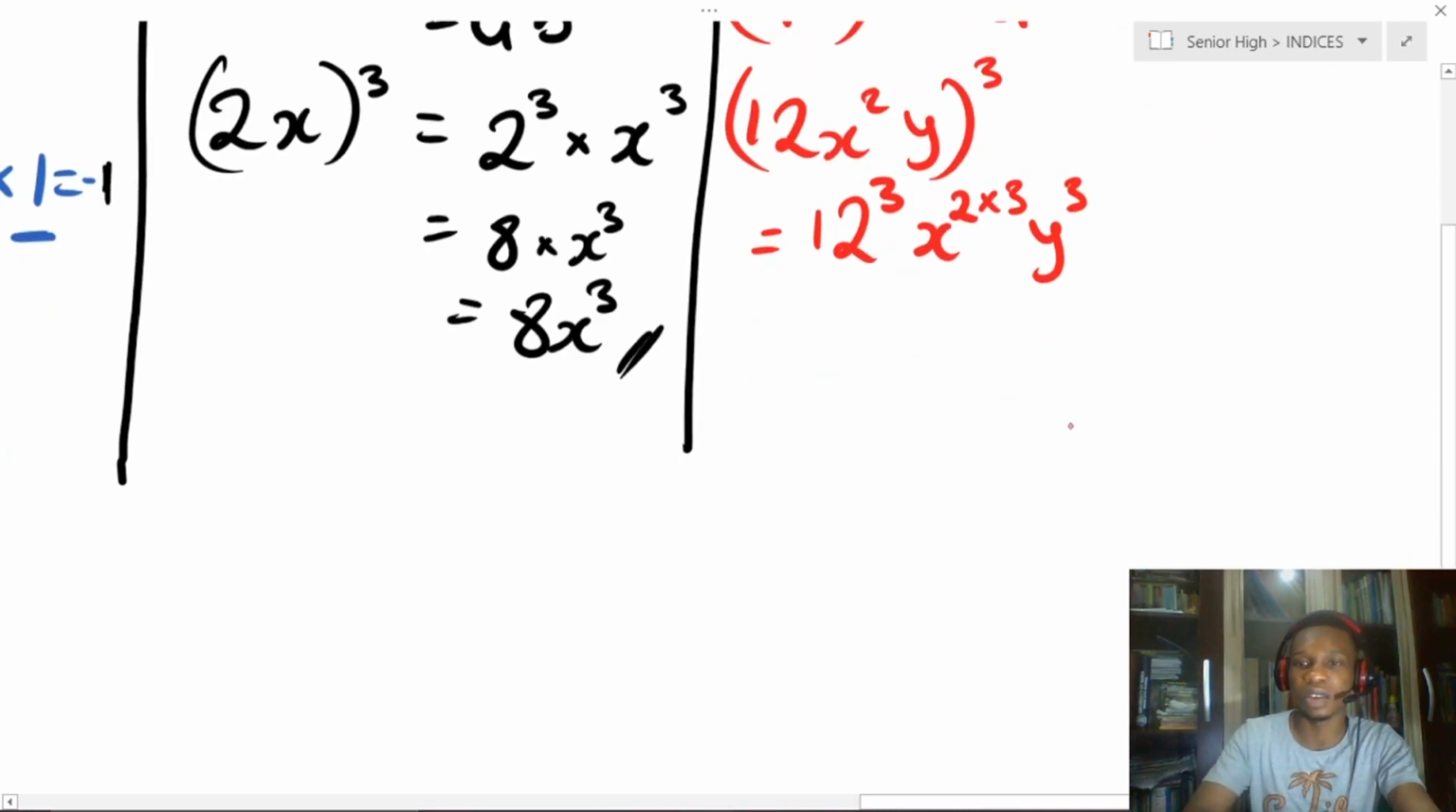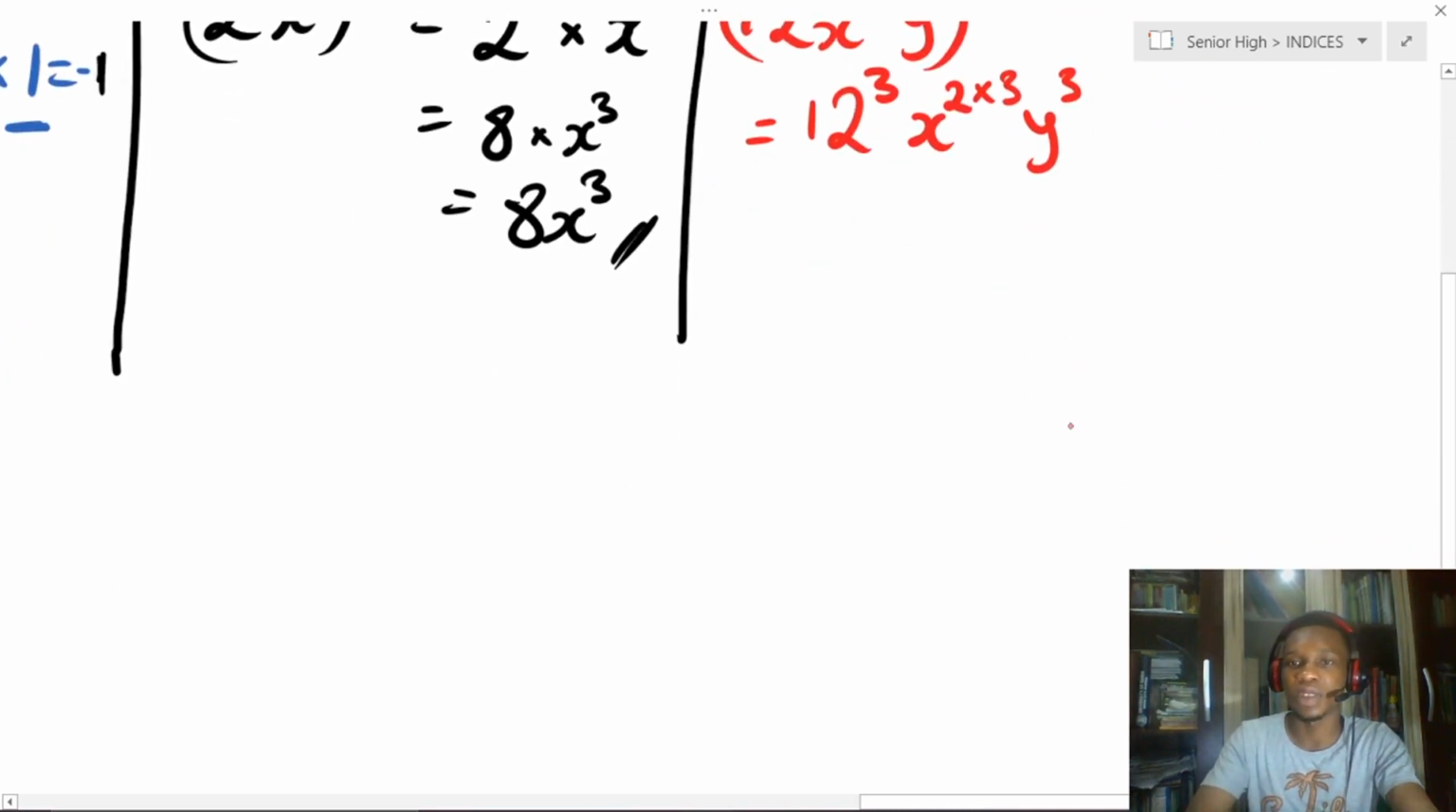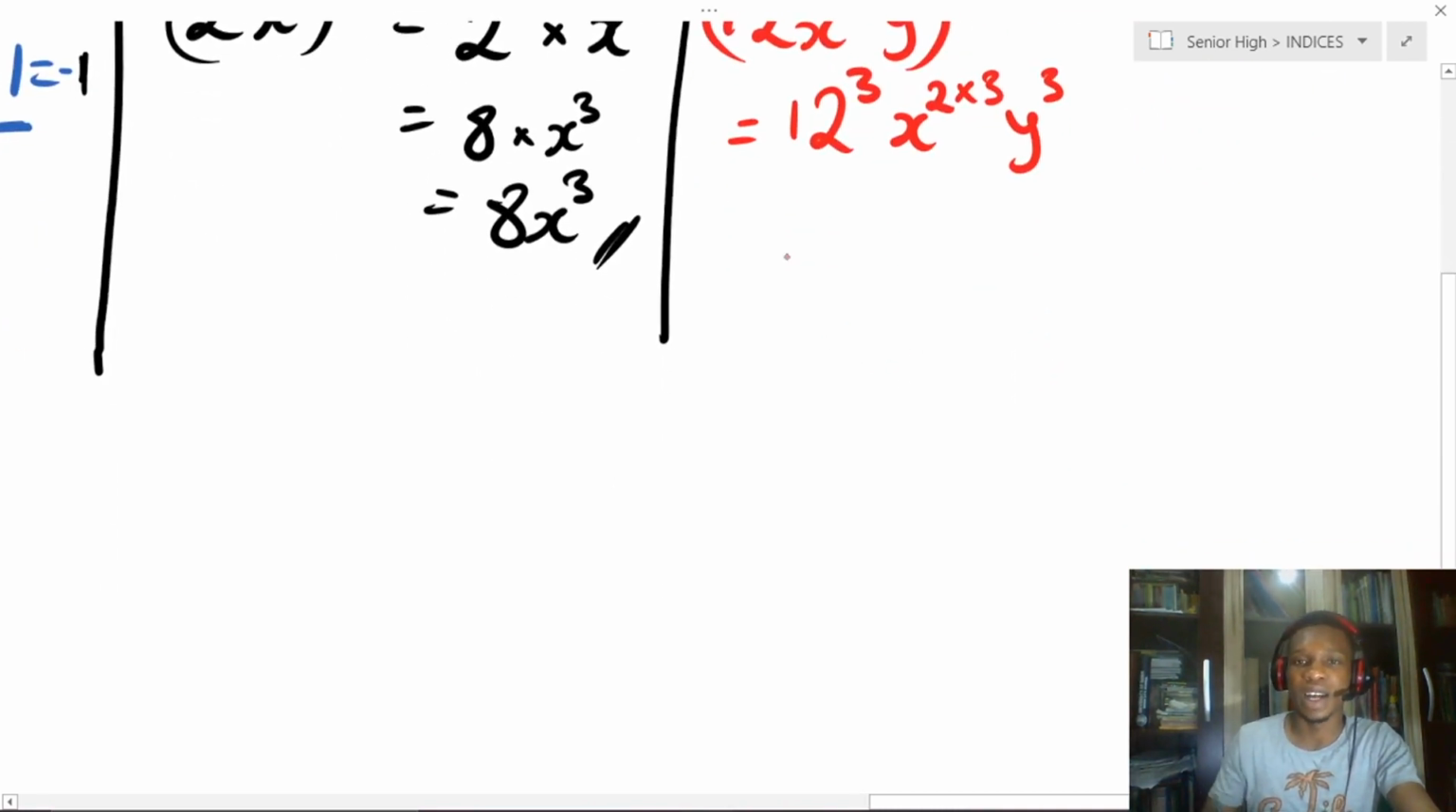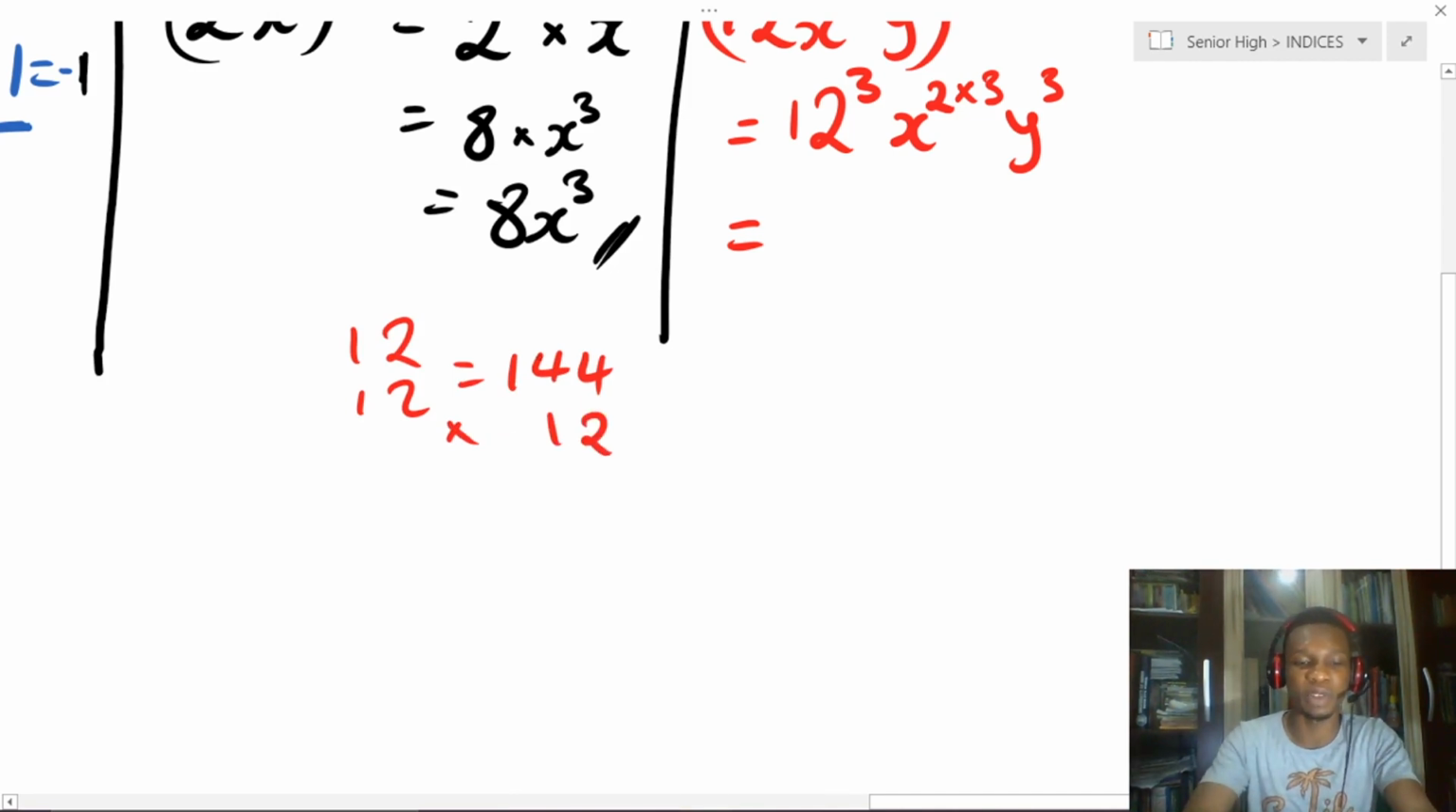Now let me take it out so that my head won't block it. Okay, and then what happens next? 12 raised to the power of 3 is what? We can check it out. We know that 12 times 12 will give us 144, and when you multiply it again by another 12, let me bring in my calculator so that I won't waste my time multiplying this.